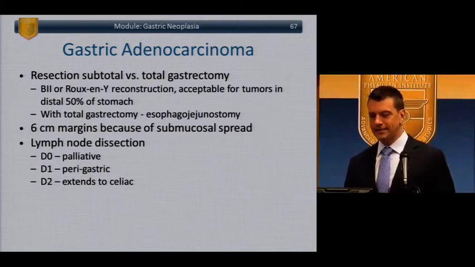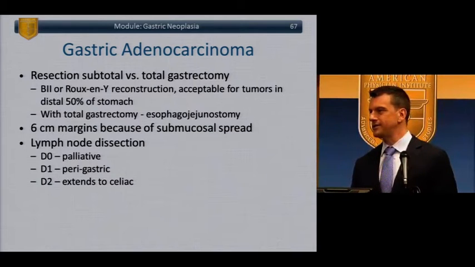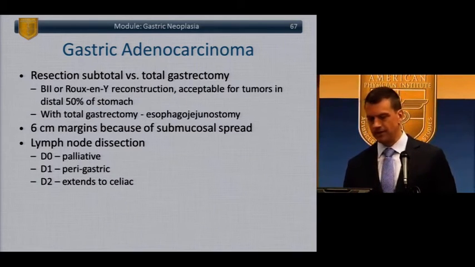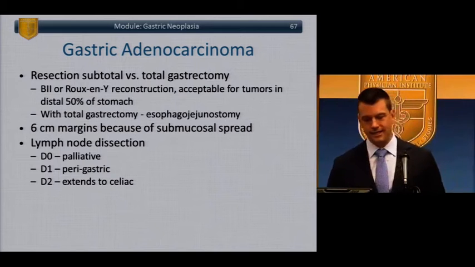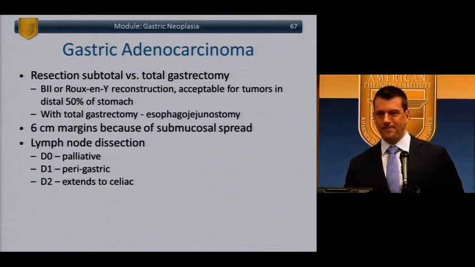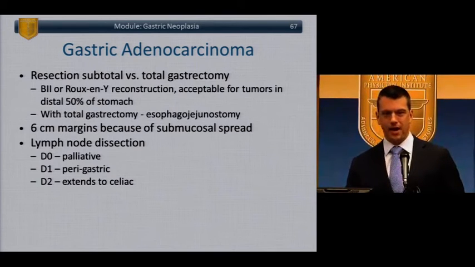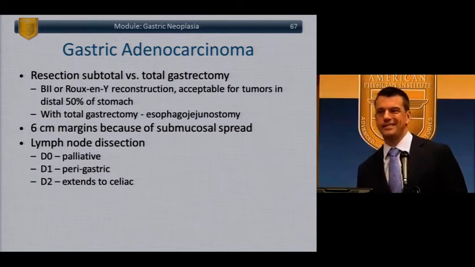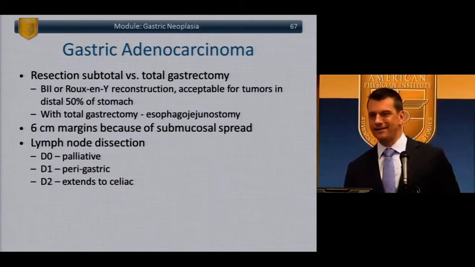Lymph node dissections, this is sort of controversial. D0 is just palliative, just to debulk. D1, perigastric, and D2 extends to the celiac. Usually in the U.S., people do a D1. There's some Japanese and Asian literature, where they see a whole lot more, that suggests that a D2 offers some benefit that has not been replicated here.